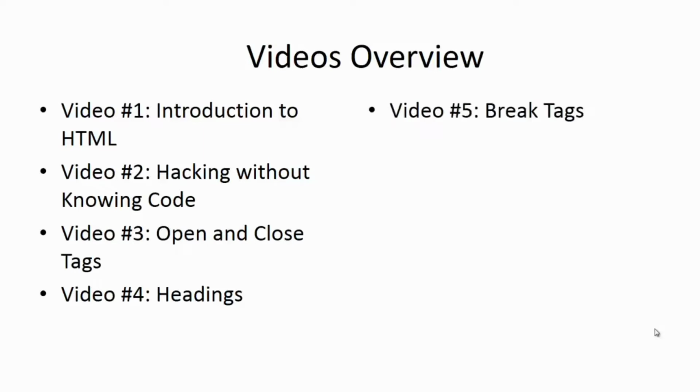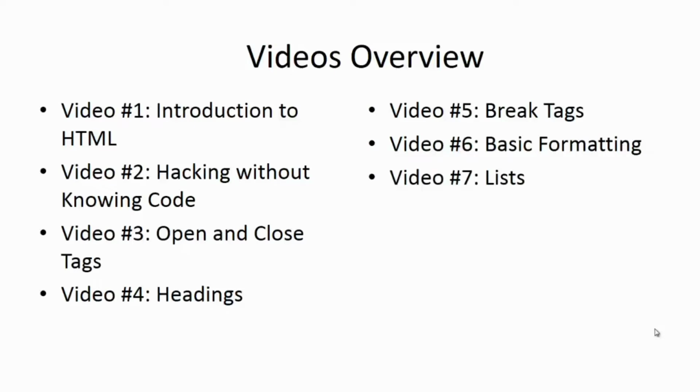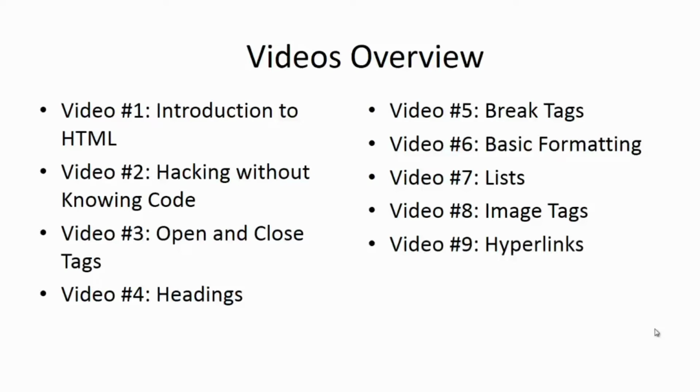Video number 5, we're going to talk about break tags. Break tags allow you to break sentences up so that you have white space in between. This is also good for creating white space between images and everything like that. Video number 6, we're going to talk about basic formatting: underlining, bolding, italicizing, things like that you are going to run into. Video number 7, we're going to talk about lists, unordered lists and ordered lists. How do you create these types of lists? Because this is something that you're going to want to do. And video number 8, we're going to talk about image tags, how to make them SEO friendly. And of course, video number 9, we're going to talk about hyperlinks.